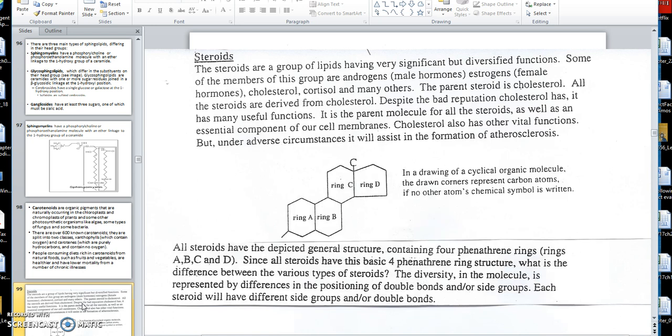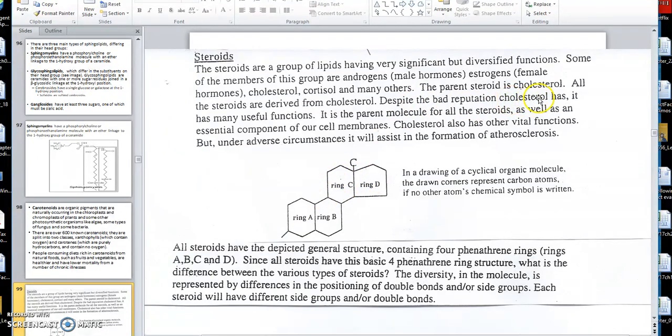Now we come to the steroids. Okay, all of the steroids have 4 rings. This is the generic structure of a steroid. There are many different kinds of steroids. The difference between one steroid and the other is where you put the side groups on the molecule and the double bonds. But all steroids will have this 4-ring structure. All of them will have this.